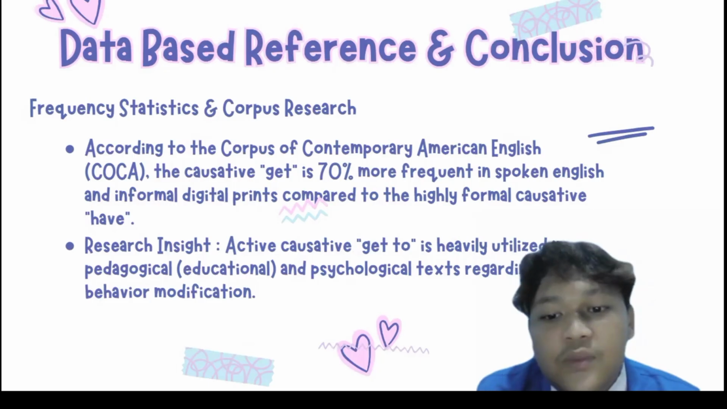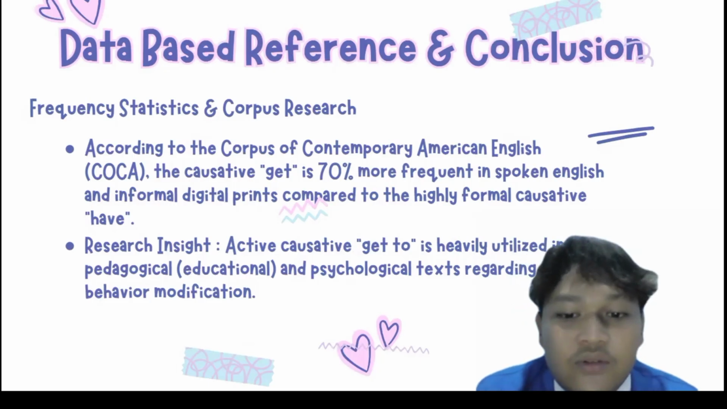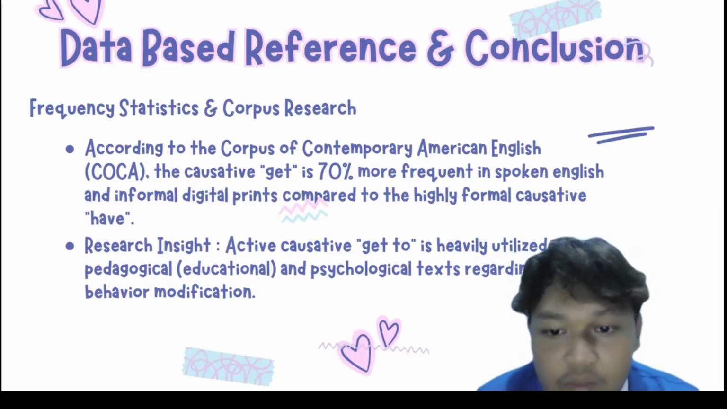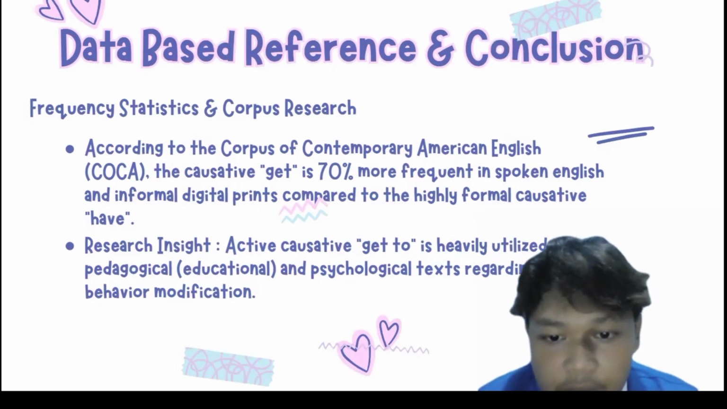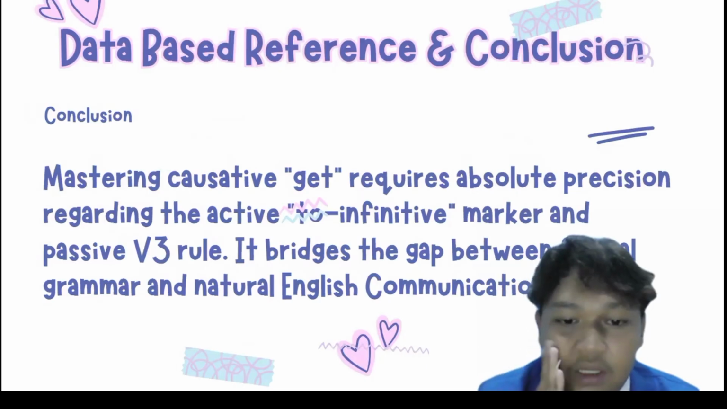To conclude this presentation, mastering the causative get requires us to be precise with the active to infinitive rule and the passive verb three rule. It helps us speak English more naturally in daily communication.